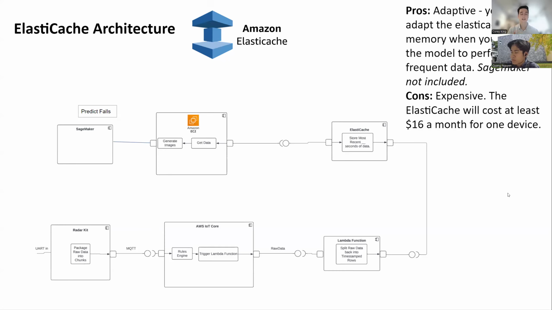In our Elasticache architecture, pretty much the only difference between this and the other architectures is the use of Elasticache to store the radar data coming in on the cloud. It'll store it for the last X amount of seconds. At the moment, it's 15 seconds for our model, but that can be adapted easily over time. The negative thing about this model is that it costs $16 a month for one device just for Elasticache. That can be a bit expensive if it can be avoided.